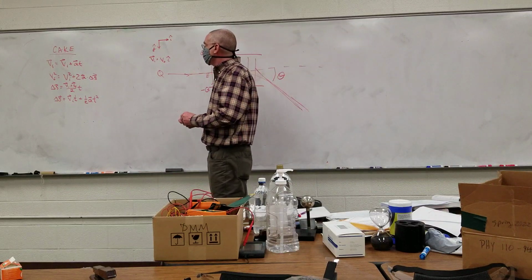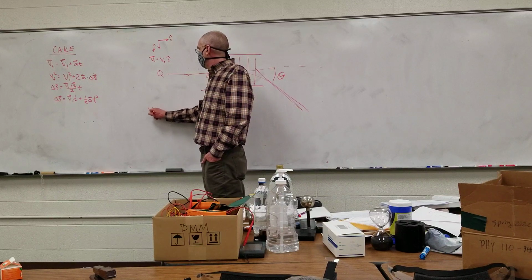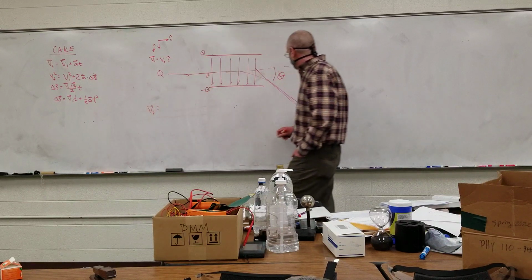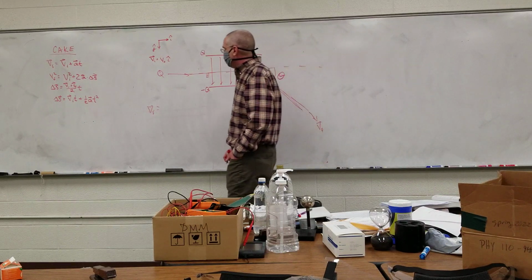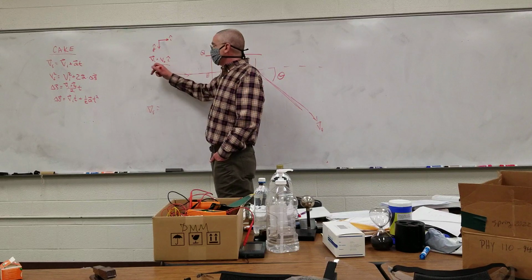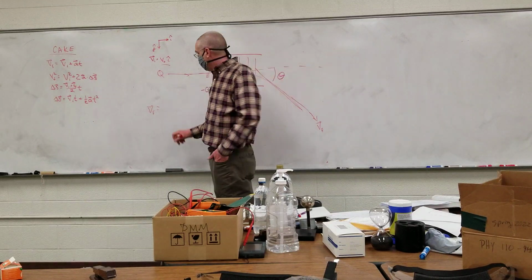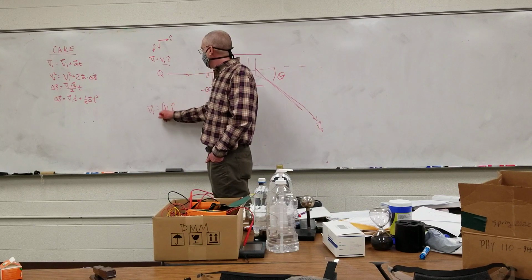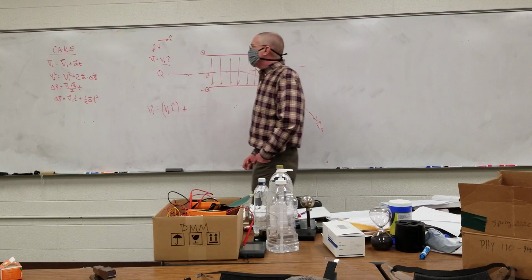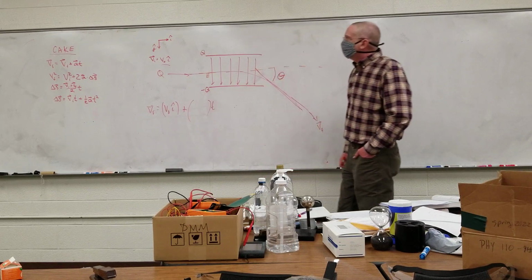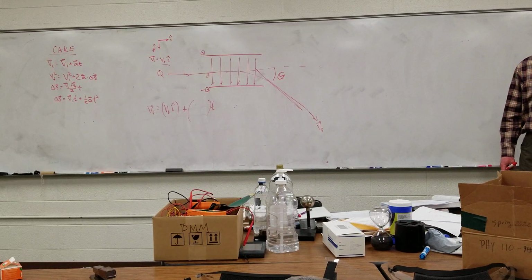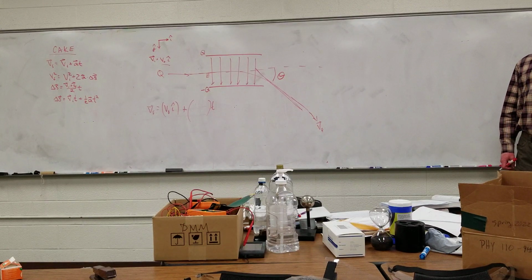Take a look at the first one. My final velocity, in other words my velocity after it's been shot out here, is equal to my initial velocity, which I gave you. It's traveling at some speed to the right. And then the acceleration times time. How do you find acceleration? Do the derivative.